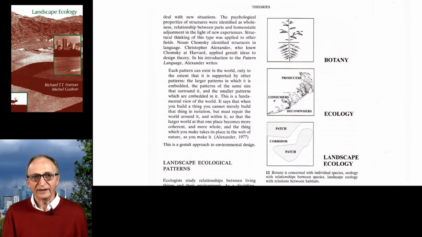One in Wisconsin, one in a coniferous forest in Canada, one in a tropical rainforest in Colombia, and one in a Mediterranean landscape in southern France. Despite their differences, each is found to share a fundamental structure composed of patches, corridors, and a background matrix. Here's a quotation from Forman and Godron's 1986 book on landscape ecology.